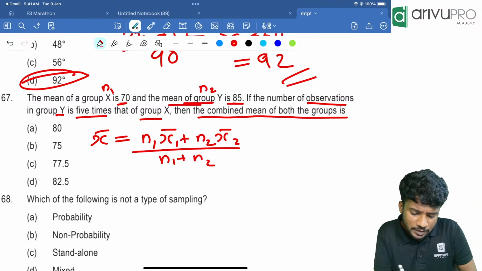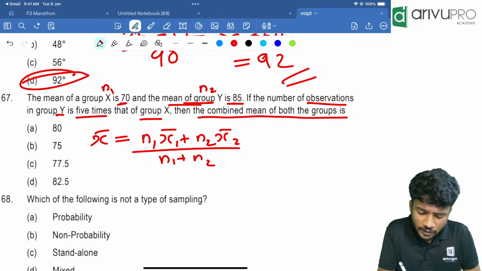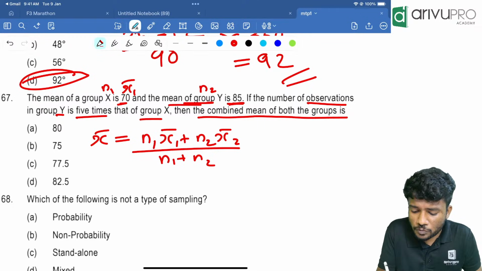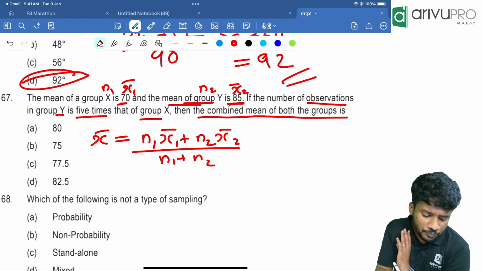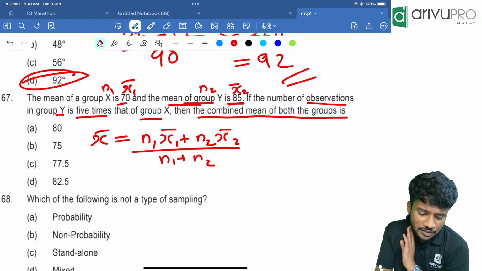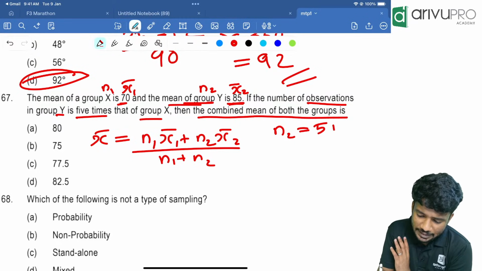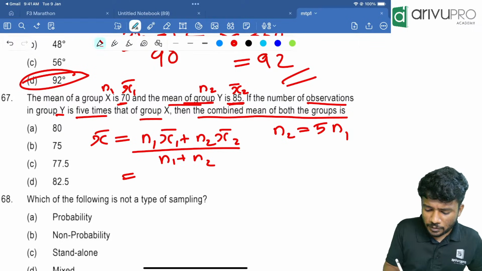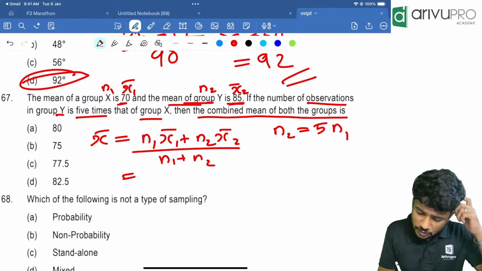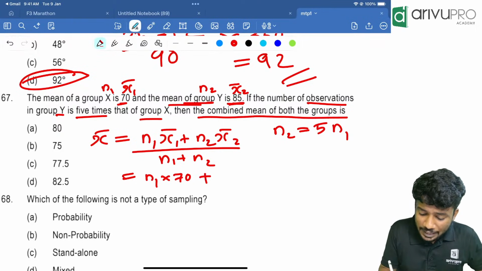Now what is given other than that? The means are given, x1 bar and x2 bar. X1 bar is how much? 70. X2 bar is how much? That is 85. Then one more thing is given. The number of observations in Y is 5 times, that means N2 is equal to 5 times N1. So what are we going to do? We are going to substitute things over here. N1 into x1 bar is 70 plus N2.